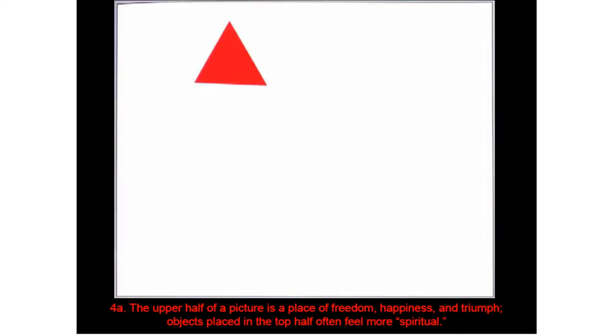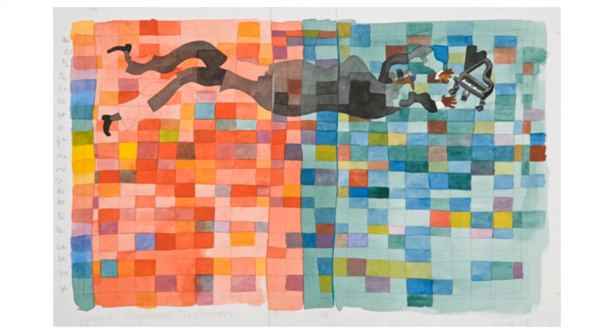All right, the upper half of the picture. It's a place of freedom, happiness, triumph. Objects placed in the top half often feel more spiritual. So you can put this up here, and suddenly it's elevated. It's like the sun, it's clouds, it's space. It automatically feels a little bit more spiritual.